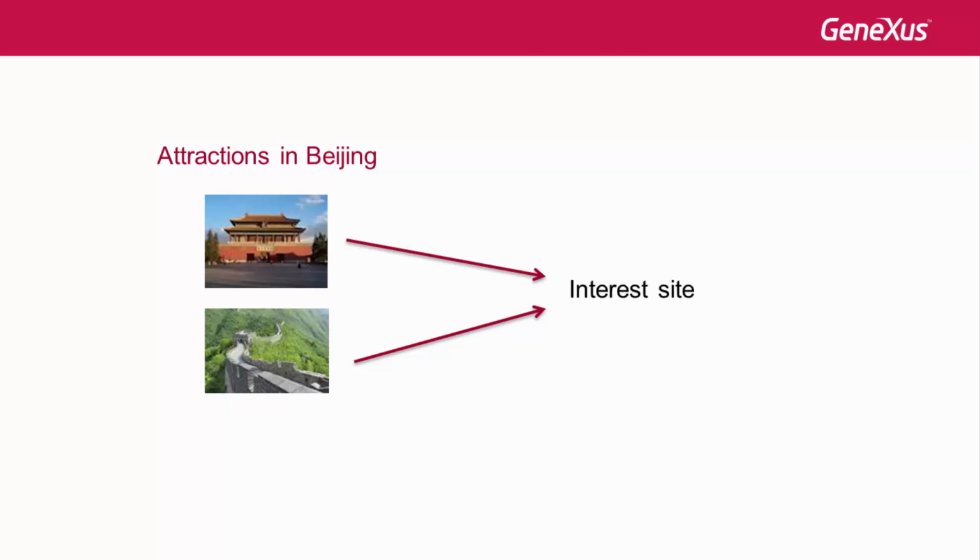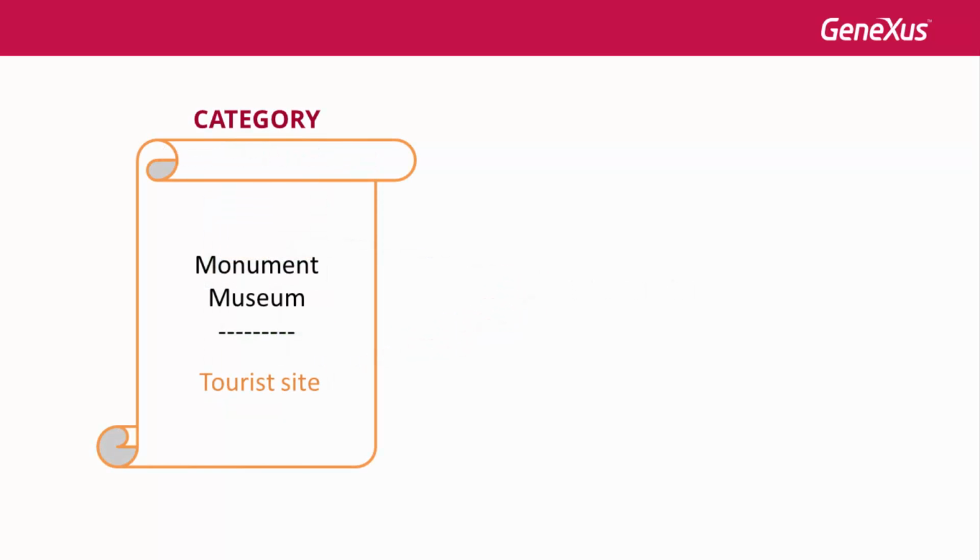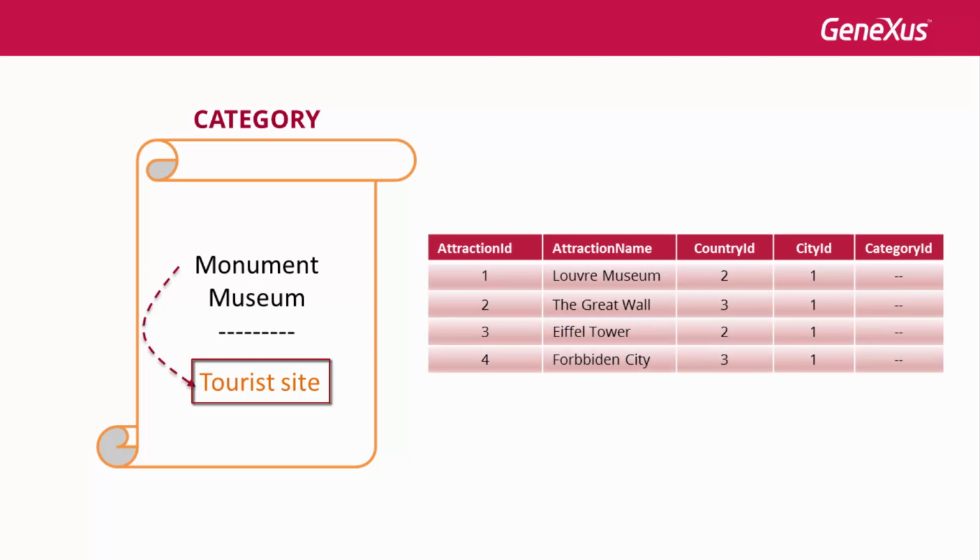We will need to create this new category and move all of Beijing's attractions in the monument category over to the tourist site category. To do this, we will have to insert a new category in the category table and then run through the attractions in the attraction table, filtering by city equal to Beijing and by category equal to monument in order to change the category code to tourist site.